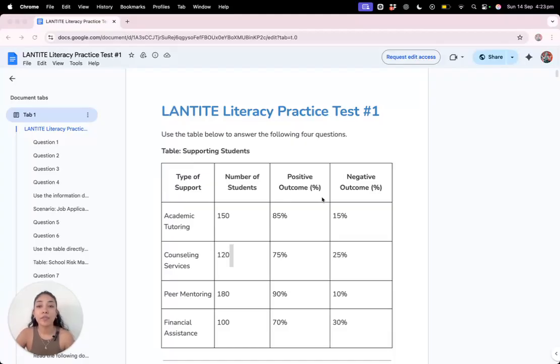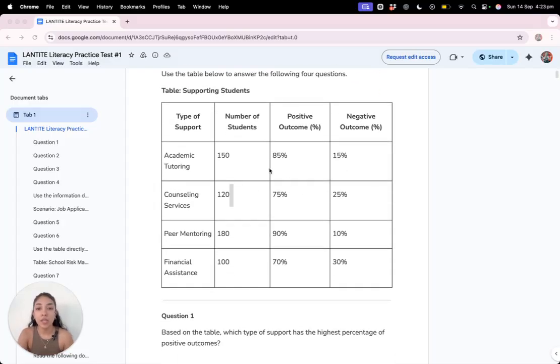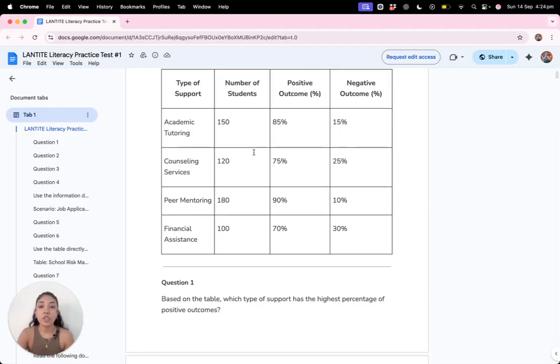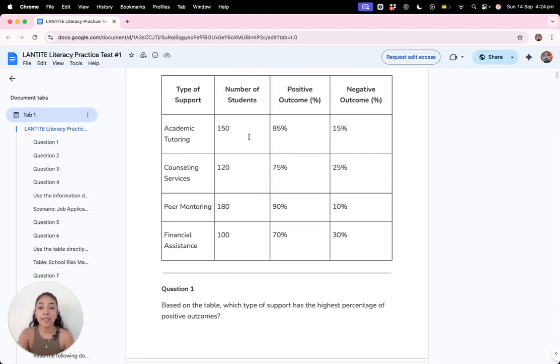So we're first going to be going through the LANTITE Literacy Practice Test and we'll be using the table below to answer the following 4 questions. So the table is supporting students. We're going to be looking at the type of support, number of students, positive outcomes and negative outcomes. We've got here listed academic tutoring, counselling services, peer mentoring and financial assistance, with the number of students being 150, 120, 180, 100, with the positive outcomes 85%, 75%, 90% and 70%, and the negative outcomes is 15%, 25%, 10% and 30%. So we'll be using this table here to answer the following questions.